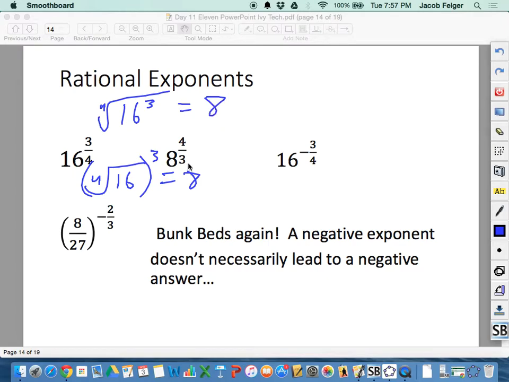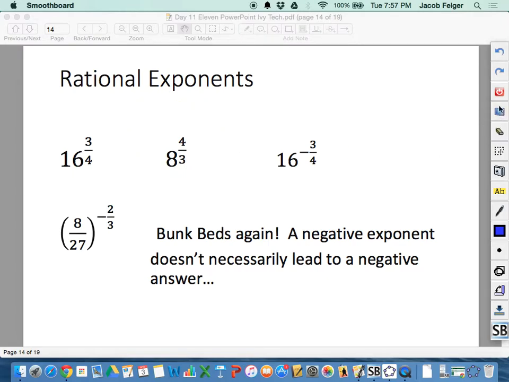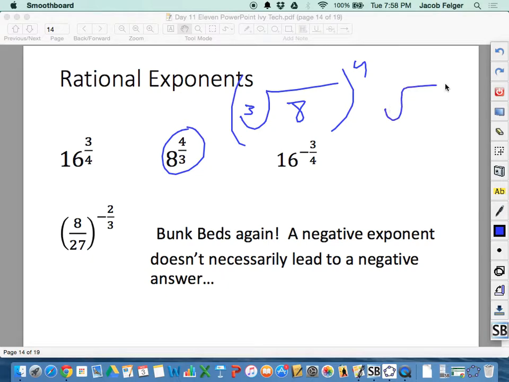Okay, so how about 8 to the 4 thirds? Who can be bold and tell me what this one is as a radical? Third root to the 4th. That's it. Yep, so the denominator goes in the crook. Other than that, pretty simple. Or you could write it as that. Both are fine.